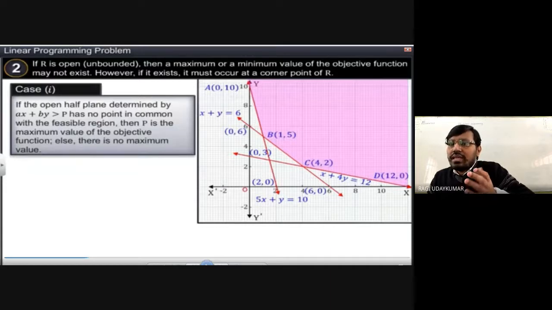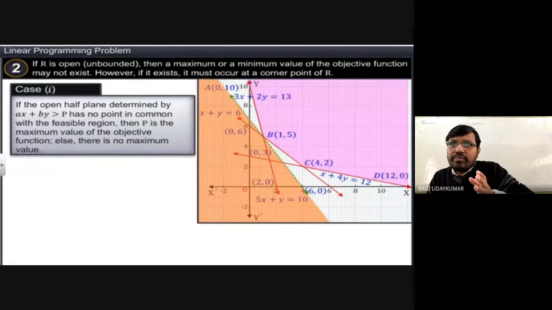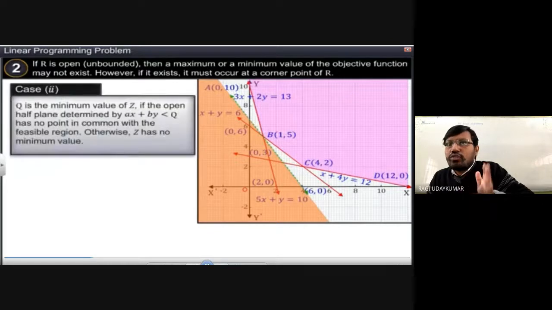Objective function is ax plus by. Then the half plane determined by ax plus by greater than p has no point in common. Actually, the minimum exists at the point where it is found. So see here, this is the objective function, the less than one. The less than region has only one point, this point. At this point it is going to have the maximum value or minimum value. So then p is the maximum value of the objective function, or else there is no maximum value.